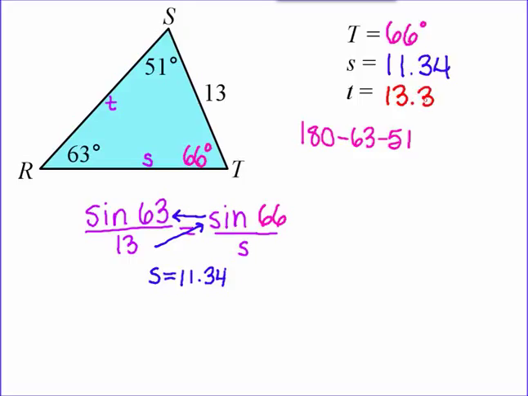Yes. Final check. Largest angle needs to be opposite the largest side. So what's the largest angle? 66, it needs to be opposite the 13.33, which it is. Smallest angle needs to be opposite smallest side. 51 degrees is opposite 11.34.